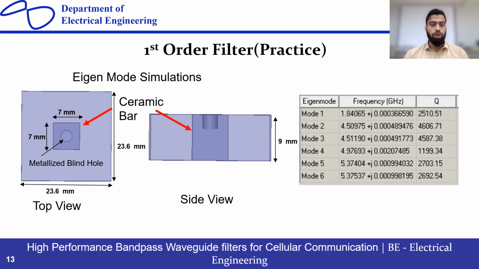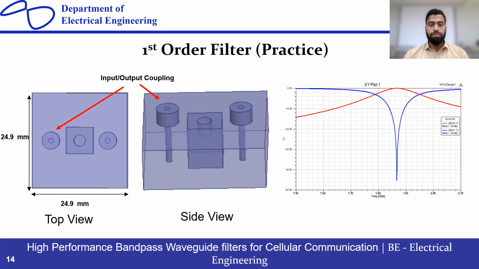As you can see, this is the top view, this is the side view, and these are the modes. If you can see here, mode number one is situated at 1.84065 gigahertz, while the other one is situated at 4.50975 gigahertz, which clearly shows the spurious response of this resonator, or you can say first order filter.